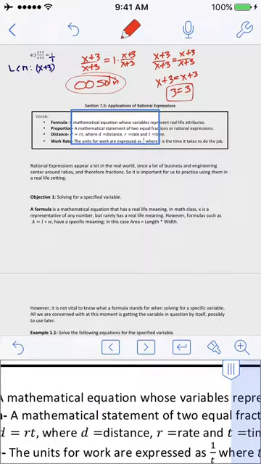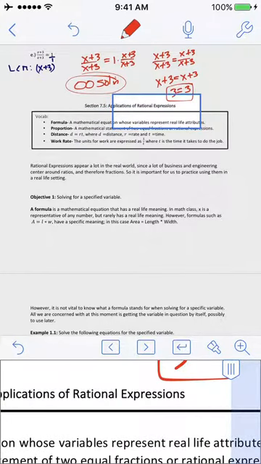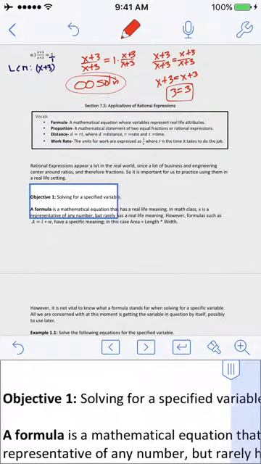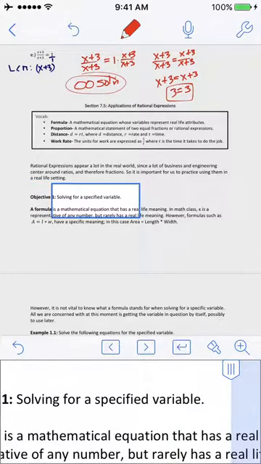Okay, section 7.5, applications of rational expressions, rational equations and rational expressions, to be honest. We're going to start off with some formulas, so solving formulas for specific variables. We've been doing this a couple times this year. Now we're going to do ones that involve rational equations or rational expressions.